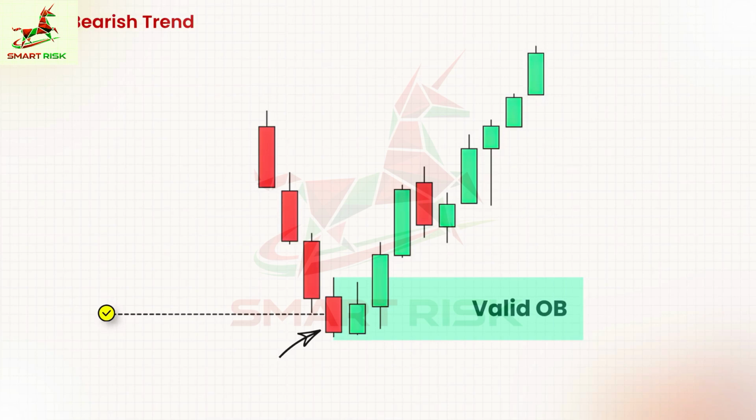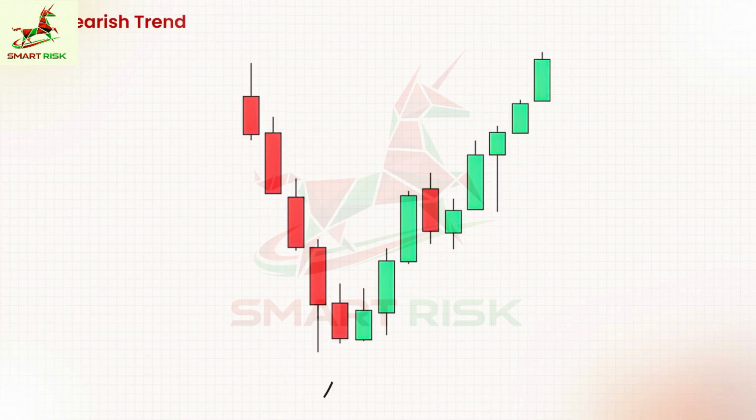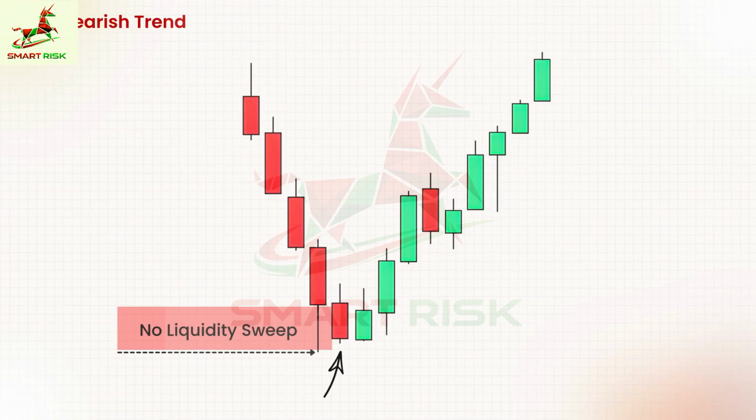By doing this, it swept the liquidity sitting below that previous candle. This liquidity sweep confirms that smart money stepped in at this level, so this makes it a valid order block candle. But if that last bearish candle did not break below the previous candle's low, meaning no liquidity sweep happened, then it's an invalid order block candle. Without the sweep, there's no confirmation that smart money was active there.